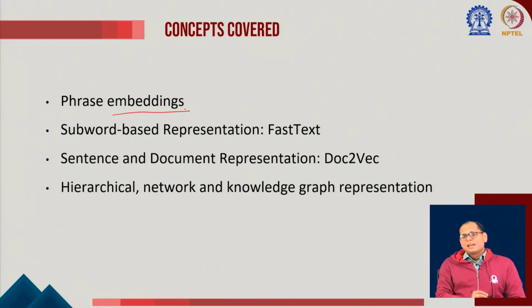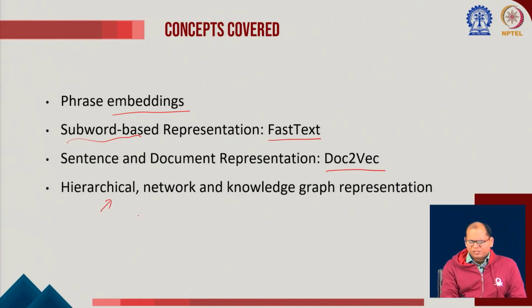We will look at using subwords for representation. We have talked about subwords briefly, but can we also use them for getting better representations for words that may not be part of your vocabulary? That's where the popular method of FastText will be discussed. And we will see how to go beyond just words. Can we go to sentence and document level representation? We'll discuss briefly the idea behind doc2vec, and we will see other extensions like how do we go for hierarchical representation, network representation, knowledge graph representation. This will be discussed very briefly.